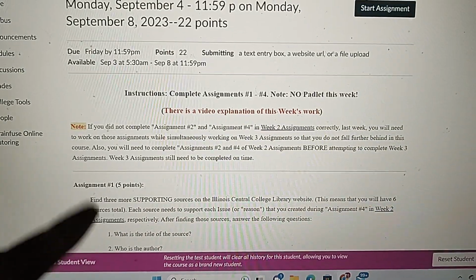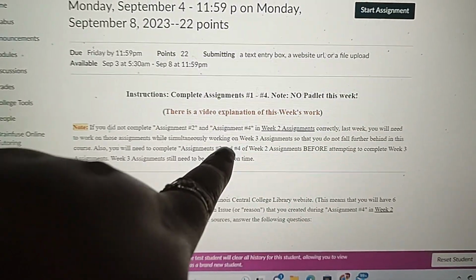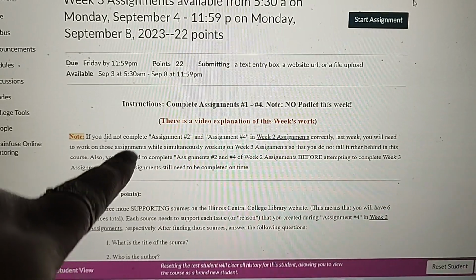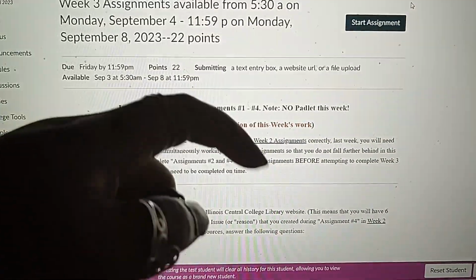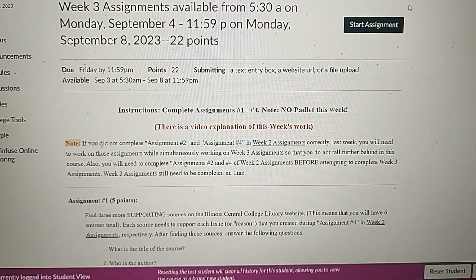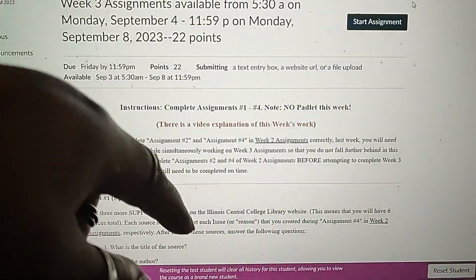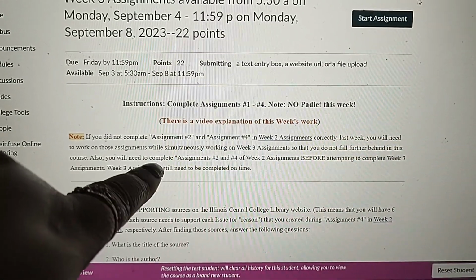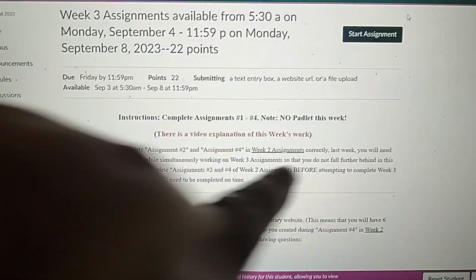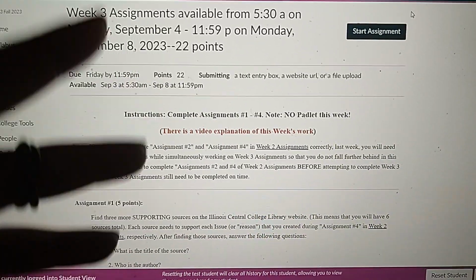I want to also note, before we even get started on the assignments, if you did not complete assignments 2 and 4 of week 2 correctly last week, you will need to work on those assignments while simultaneously working on this week's assignments so you do not fall farther behind in the course. You need to complete assignments 2 and 4 of week 2 before you start on week 3, and all of this has to be done before the end of week 3.